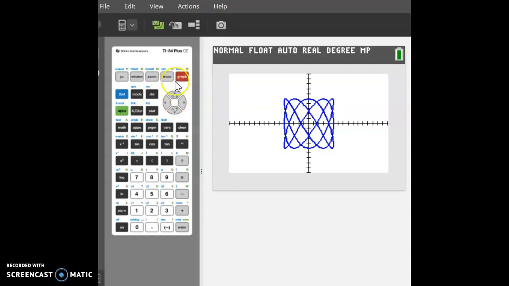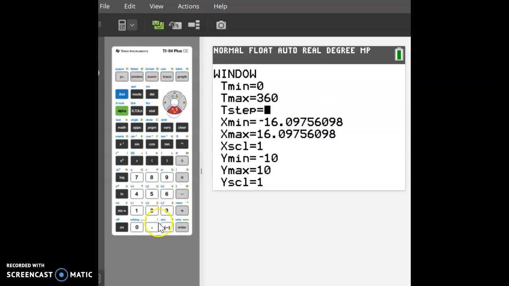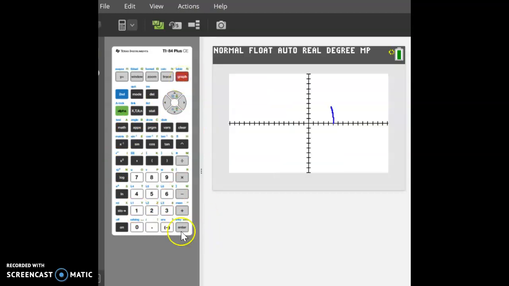One of the things you can do is slow down your graphing. If we go to window and try putting this at 0.1 and see how it does, when we hit graph, one thing we can do is stop our graph while it's graphing. So if I hit graph and I hit enter, it stops my graph. If I hit enter again, it keeps graphing.